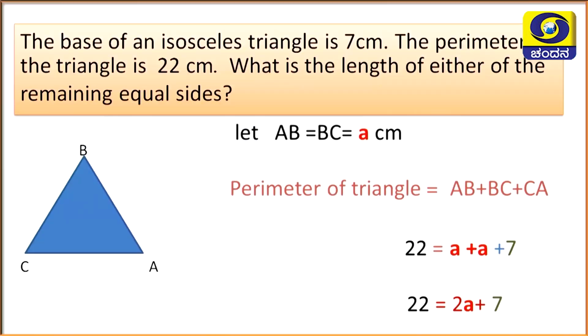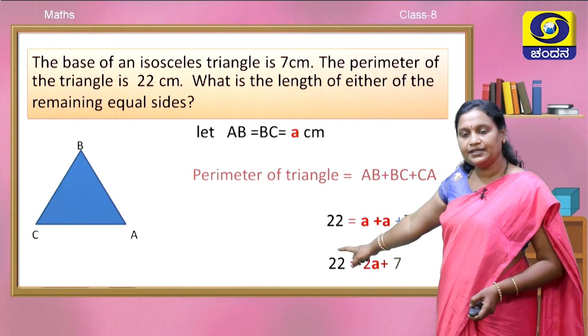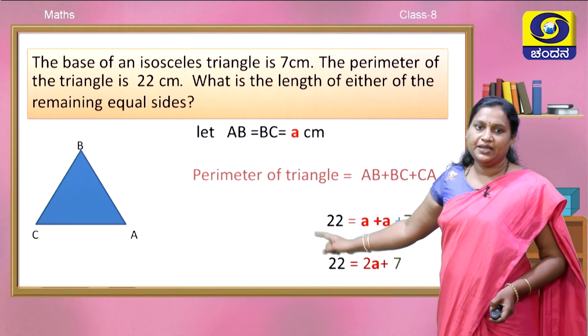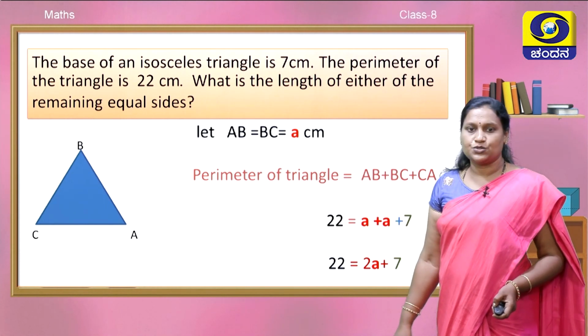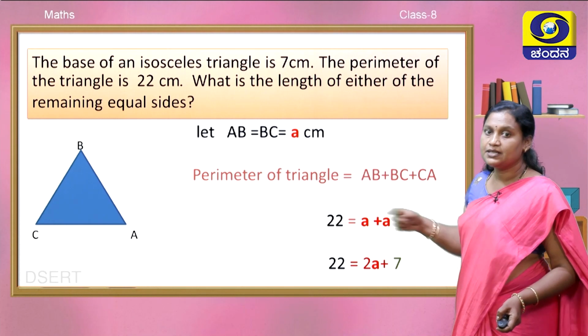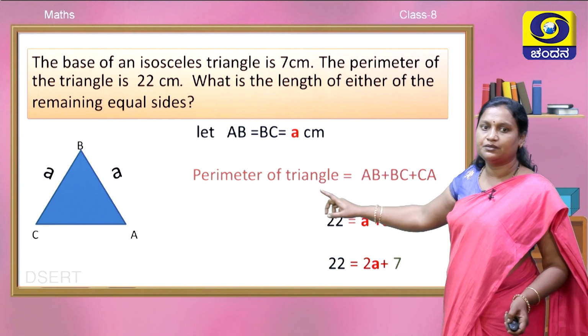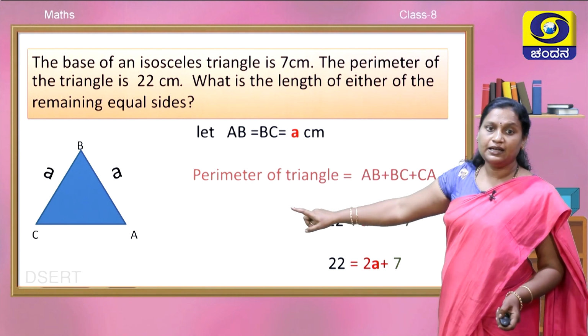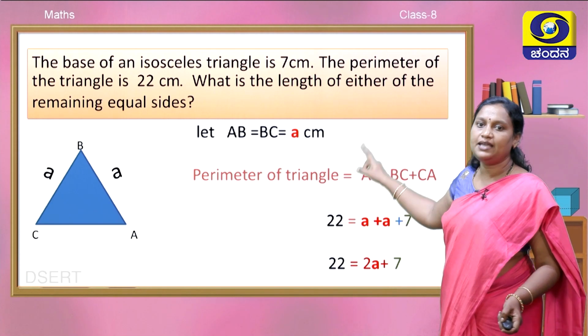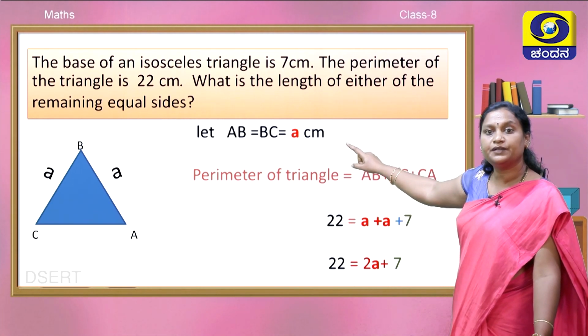Let us read the question. A base of an isosceles triangle is 7 centimeter. The perimeter of the triangle is 22 centimeter. What is the length of either of the remaining equal sides. I have just written a triangle ABC. It is an isosceles triangle. So, what I have done is, I have just considered AB is equal to BC is equal to A centimeter, because they are same. Whatever is the length, BC and AB will have the same length. Therefore, I have considered both of them to be A.